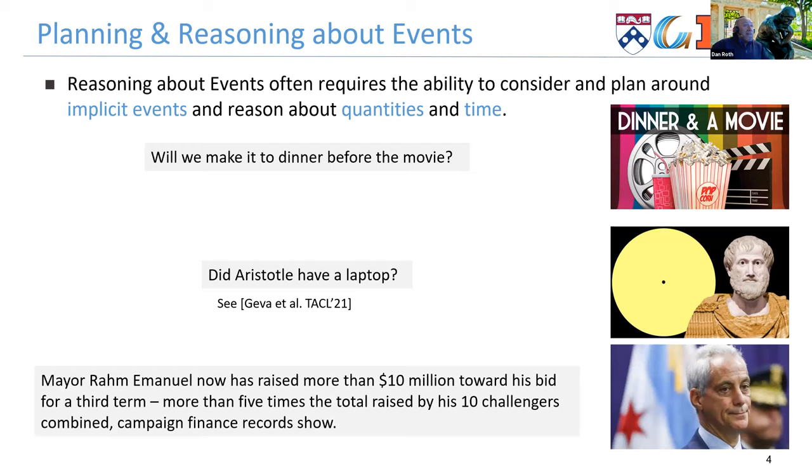Here is my final example, where again we want to think about events. In this case, it's an election-related event. There are funding issues, and in order to understand this, we have to understand quantities and be able to reason about quantities. So again, just event extraction is not sufficient for us. We have to involve almost everything that we know about natural language understanding if we want to think about it.